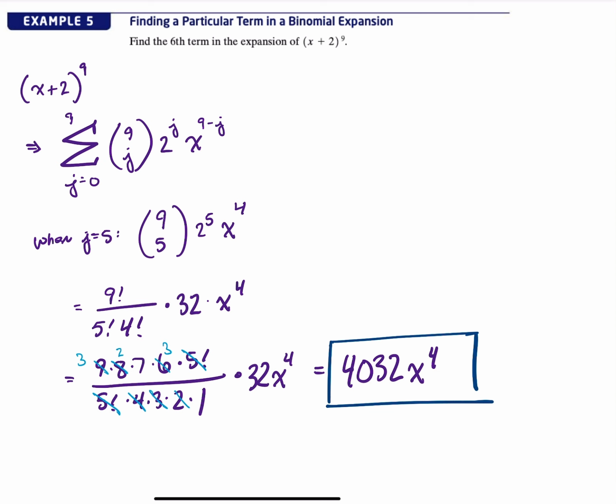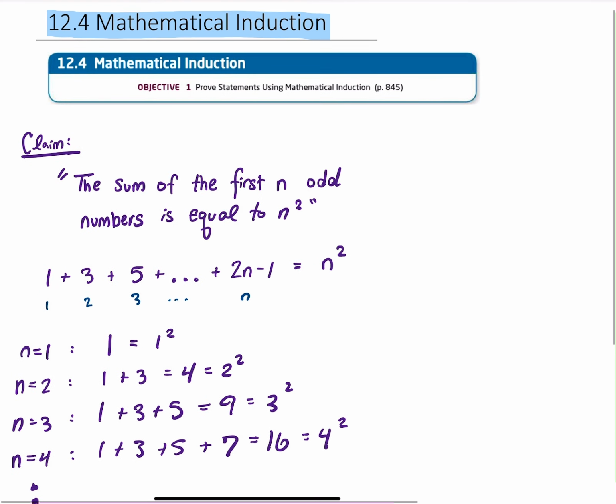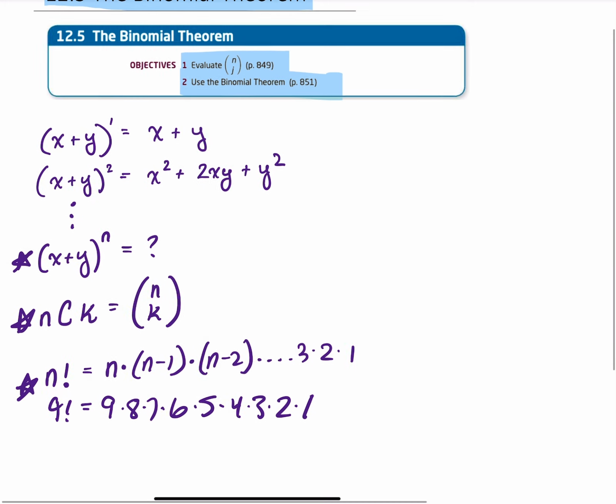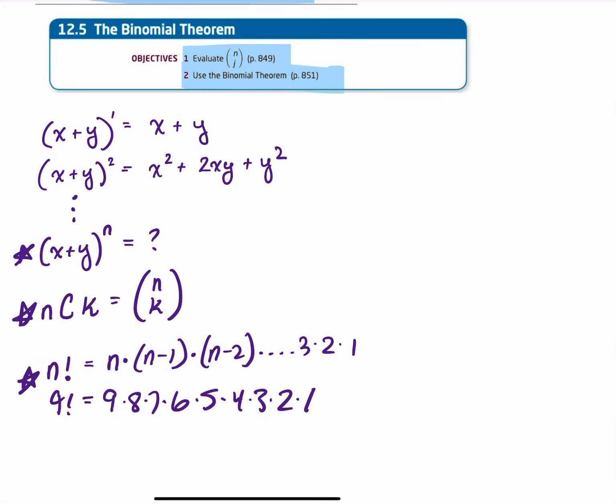All right, that will be it for this video. So we evaluated the n choose j statement and practiced using the binomial theorem. So there's a couple different questions you'll see, either just expanding out a binomial or finding a particular coefficient or a particular term.